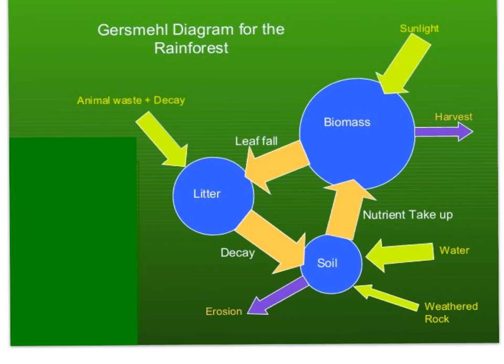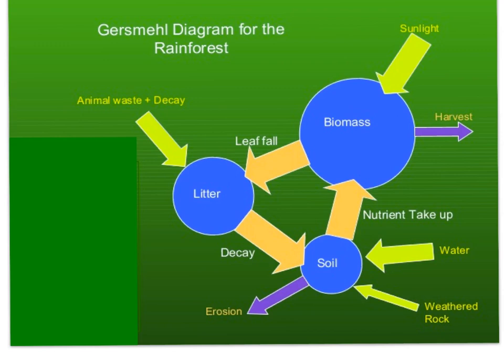Here is another Gersmehl diagram of the rainforest. Notice the large storage of nutrients found in the living organisms. This is biomass, plants mostly. The rate of nutrient cycling is fast due to the warm, wet conditions and the rapid decomposition of organisms by decomposers. The soil is nutrient poor as a result of the rapid uptake of nutrients by the plants.